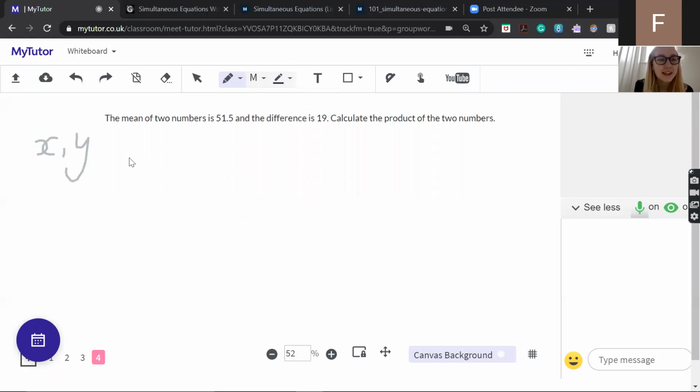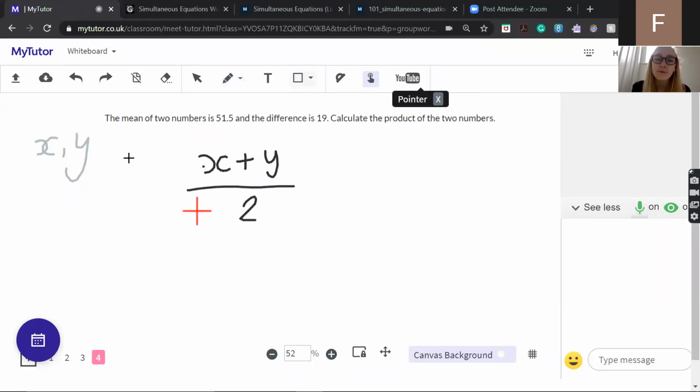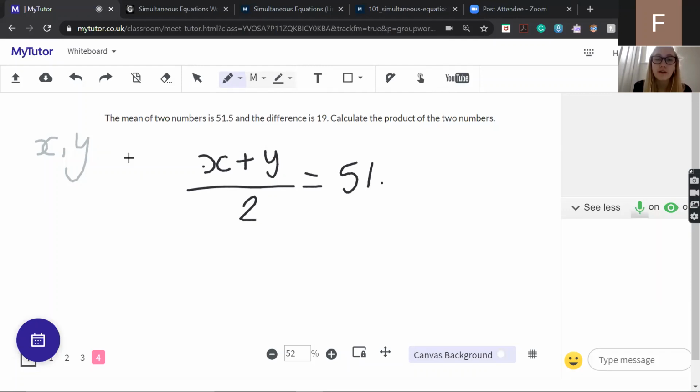So let's have a look. The mean of two numbers is 51.5. Now, how do we calculate the mean? Well, we add them all together and then we divide by how many numbers we have, X and Y. We have two numbers. So this is how we calculate the mean. You add them, you divide by how many there are. And that mean is equal to 51.5.